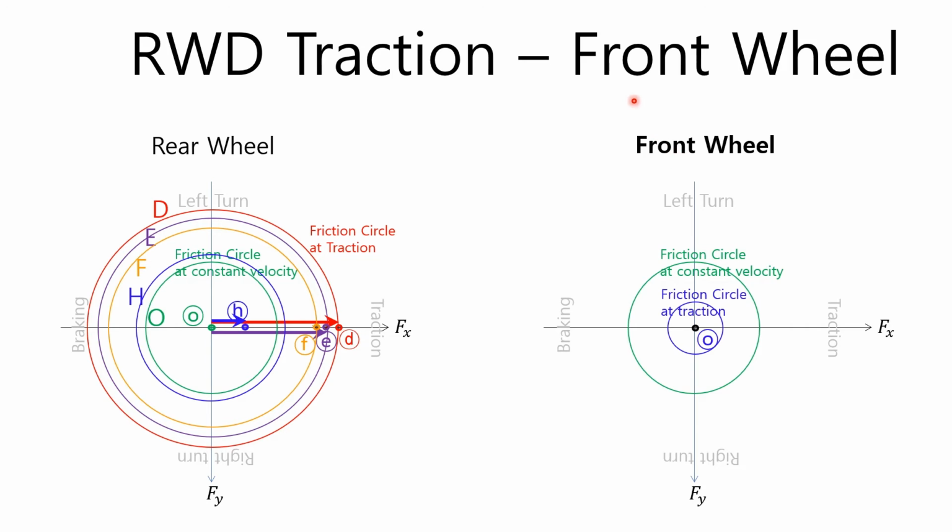Next, let's look at the friction circle of the front wheels when accelerating a rear-wheel drive vehicle. When accelerating, the front wheels are not driven, so no force is applied. Therefore, the driving state is point O, but since the vertical load on the front wheels decreases when accelerating, the friction circle at this time becomes a blue circle, which is smaller than the constant speed friction circle shown in green, and all the friction force corresponding to the inside of the blue circle can be used. A friction circle during handbraking of a rear-wheel drive vehicle is not different from that of a front-wheel drive vehicle, so I will skip that explanation.